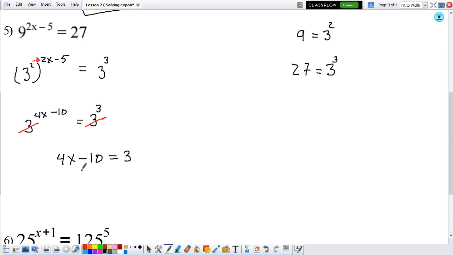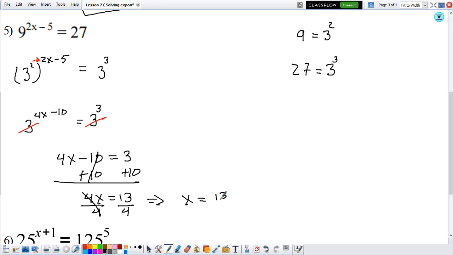And now we just solve. Plus 10. So now we're going to have 4x equals 13. Divide by 4. Let's put a final answer here. So it says that x is equal to 13 over 4. Notice that all we're doing is we're using the same technique. Try to write each side using the same base.